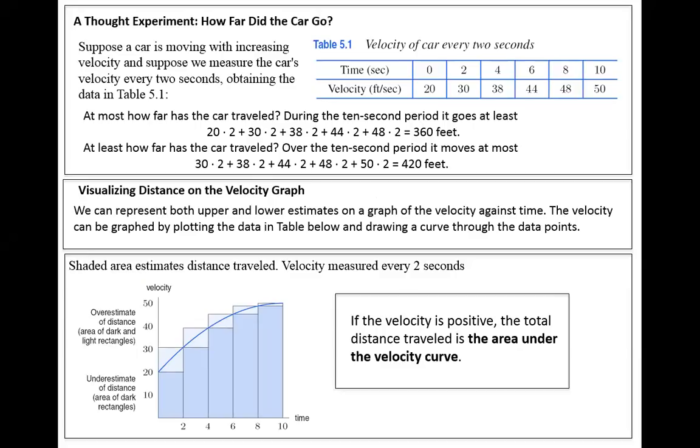Okay, I'm here. Just what I said: having a velocity, we will try to get the distance. And how can we do this?